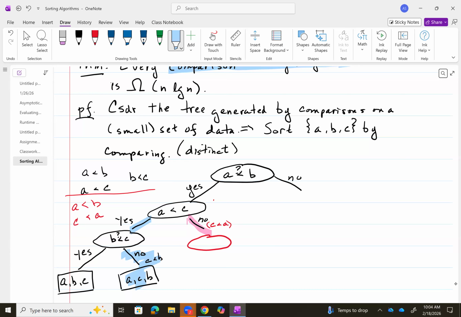So I have A is less than B, C is less than A. Anyone? A is less than B, C is less than A. We already have the order. I know this is going to be C, A, B.